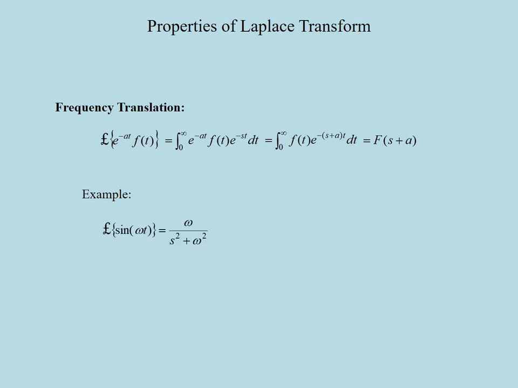For example, since we know that the Laplace transform of sine omega t is omega over s squared plus omega squared, we can write the Laplace transform of the same sinusoidal function multiplied by an exponential term as omega divided by (s plus a) squared plus omega squared.